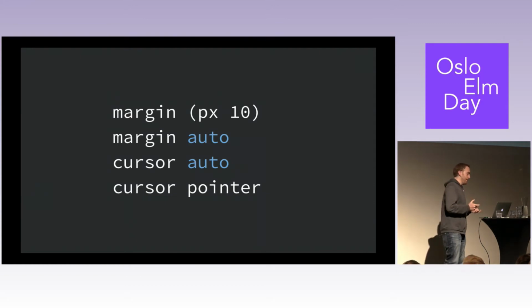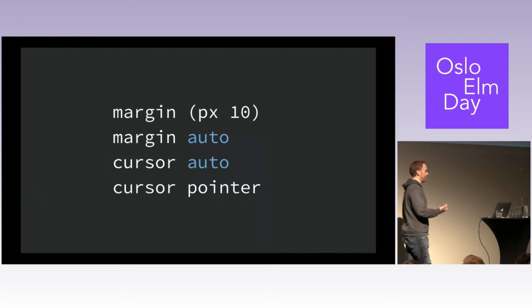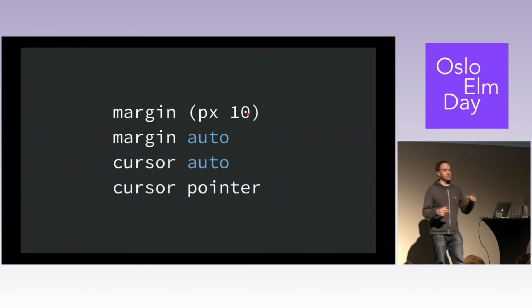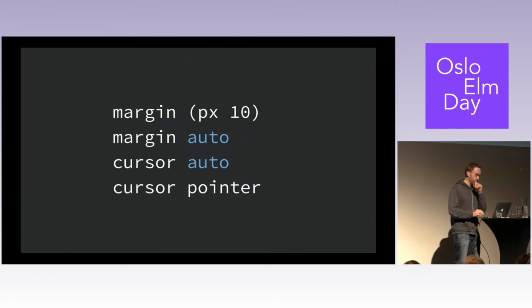Now, there's a bit of a problem here if one of our goals is to prevent invalid style sheets, which it is. So margin needs to be able to take 10 pixels. That's a length unit. So margin needs to be able to take a length. Margin also needs to be able to take auto. Now cursor needs to be able to take a cursor value, such as pointer, but cursor should not be able to take a length. If I say cursor px10, I want that to fail to compile because that doesn't make any sense. That will generate an invalid style sheet. But I also want cursor to support auto.